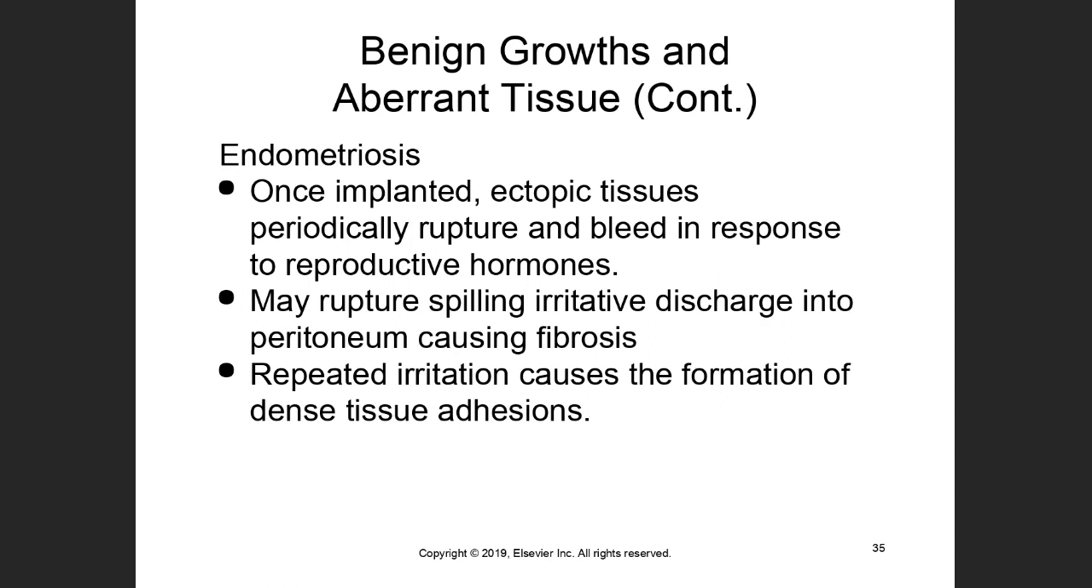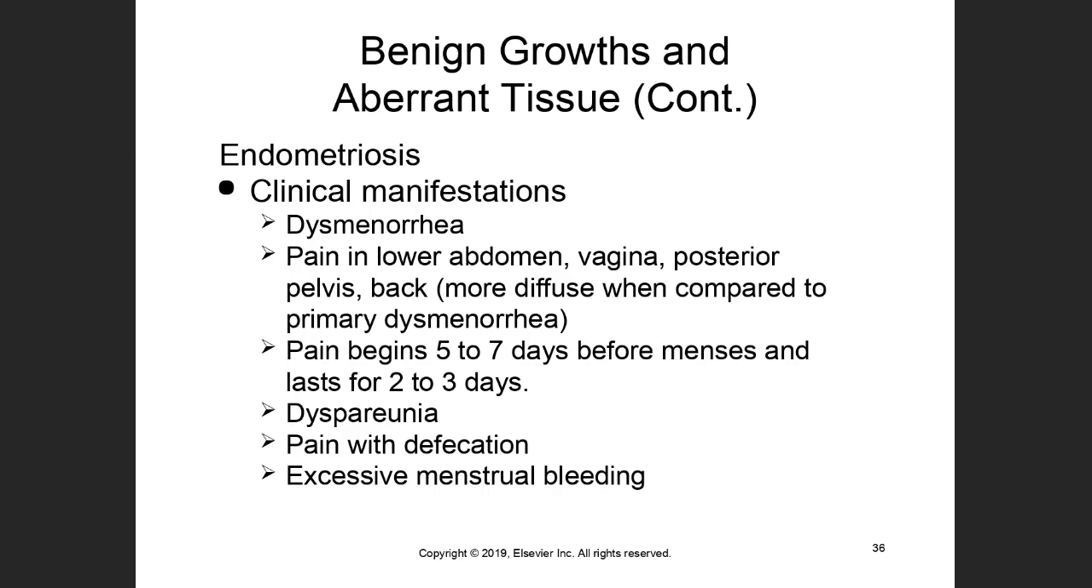In endometriosis, once the ectopic tissue implants, it periodically ruptures and bleeds in response to reproductive hormones. That's why they have a lot of pain during menstruation. It may rupture, spilling irritative discharge into the peritoneum and causing fibrosis. Repeated irritation causes the formation of dense tissue adhesions.